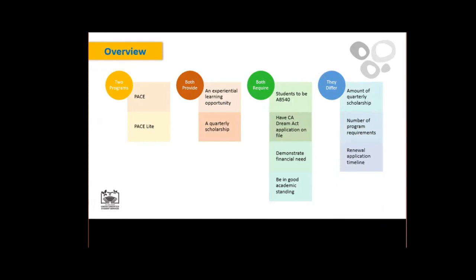Additionally, the PACE application opens once a year during the summer, while the PACE Lite applications open every quarter. So for example, those interested in being part of the fall quarter cohort of PACE Lite will apply in the summer, and those interested in being part of the winter cohort will apply in the fall, and so on. But please note, students interested in participating in PACE Lite can renew their application every quarter, therefore allowing them to participate in multiple quarters in one academic year.